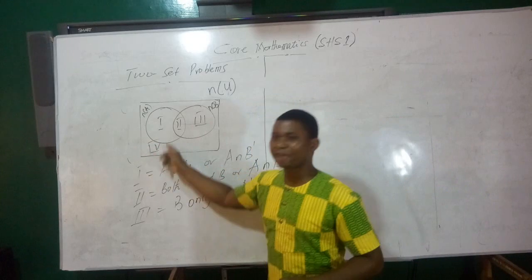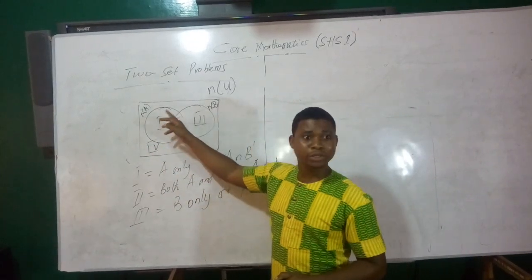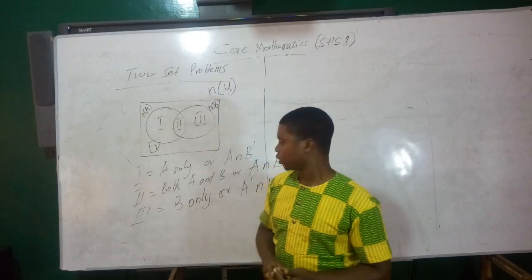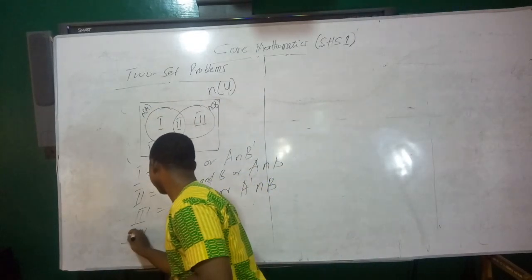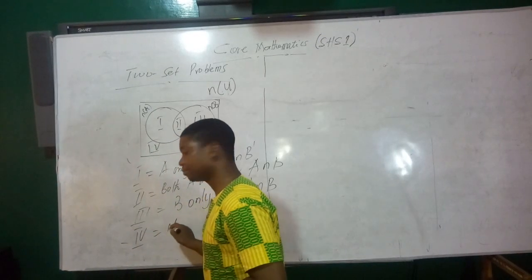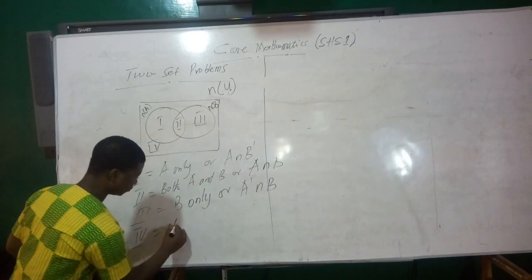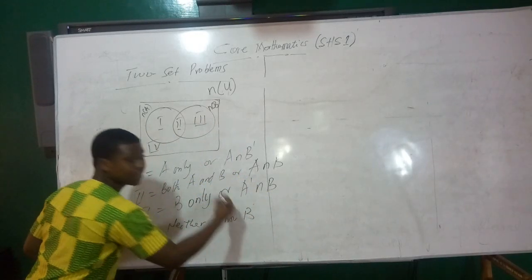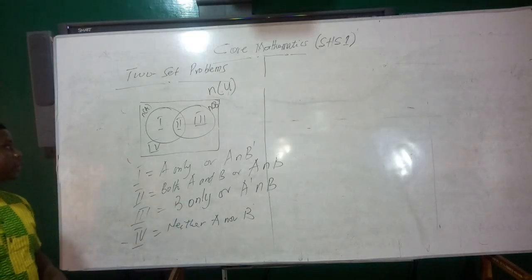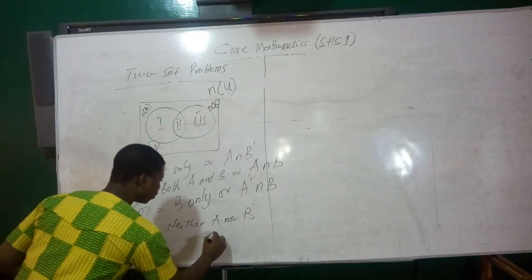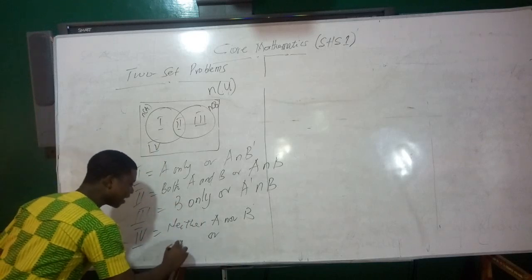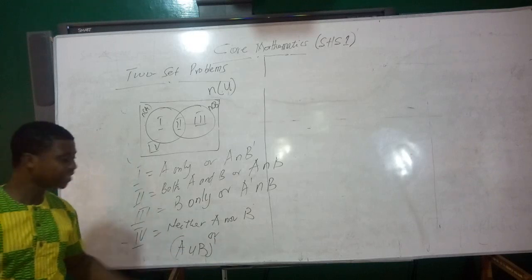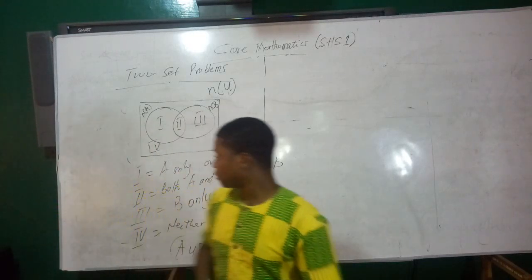Then if you look at this one, you have IV over there. We could see that that one is not part of A, neither is it part of B. So we can say that IV is neither A nor B. Or we can also write it as A union B complement.